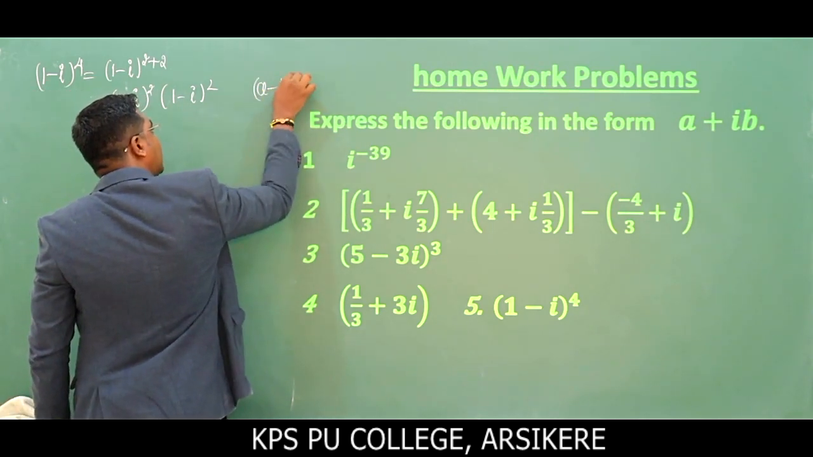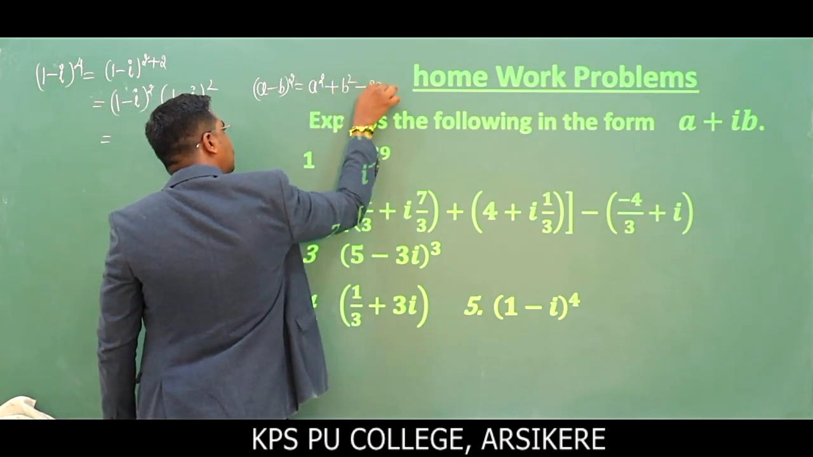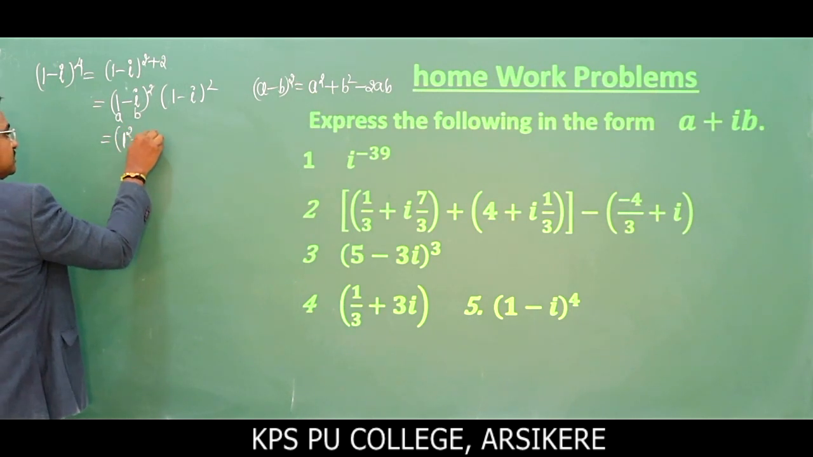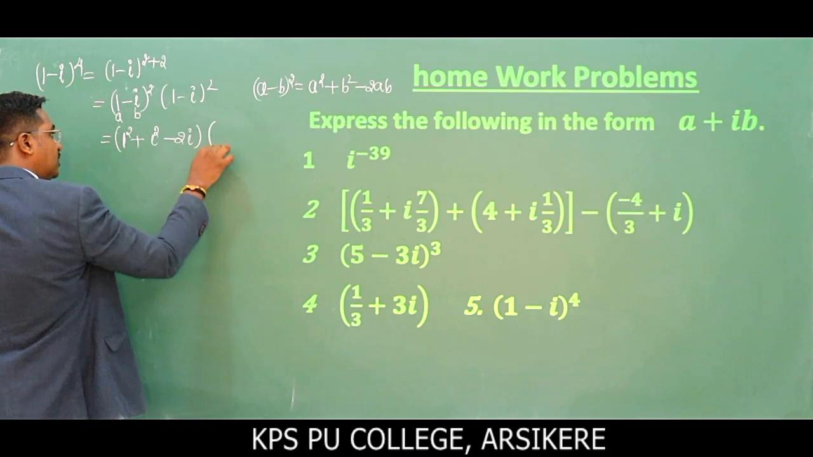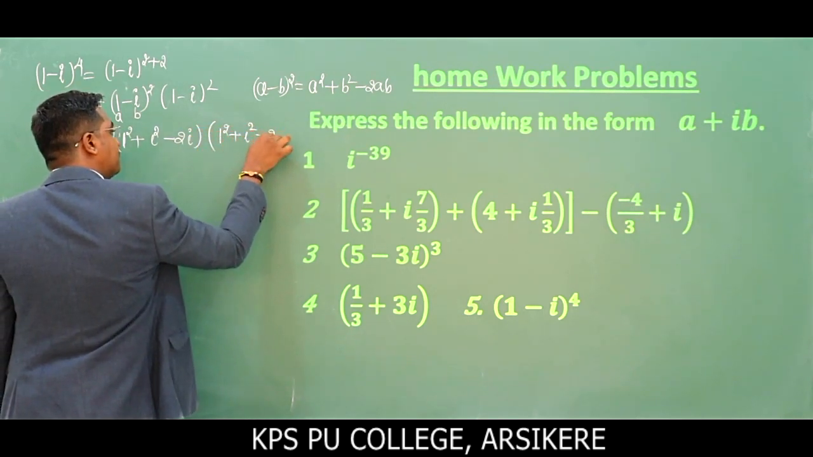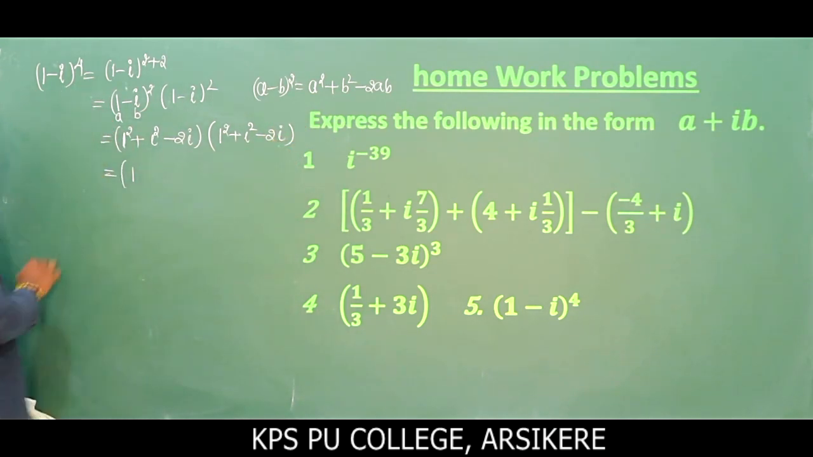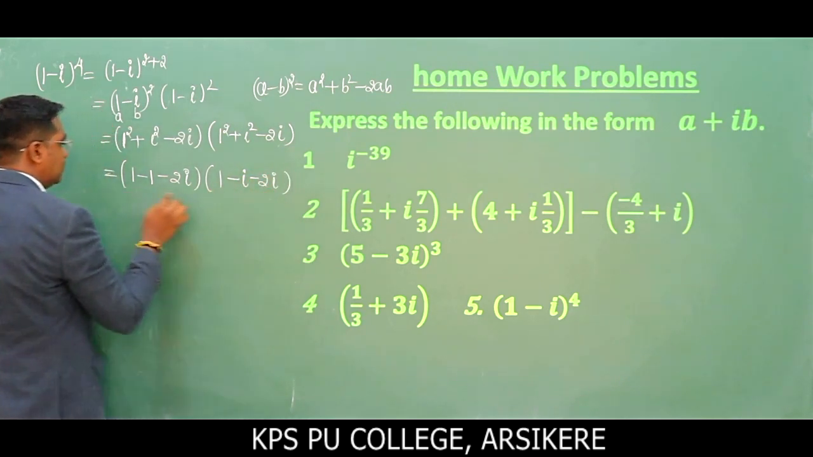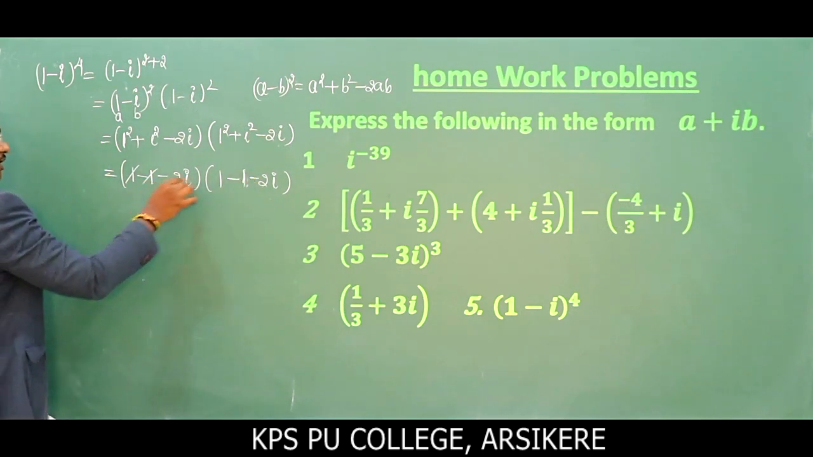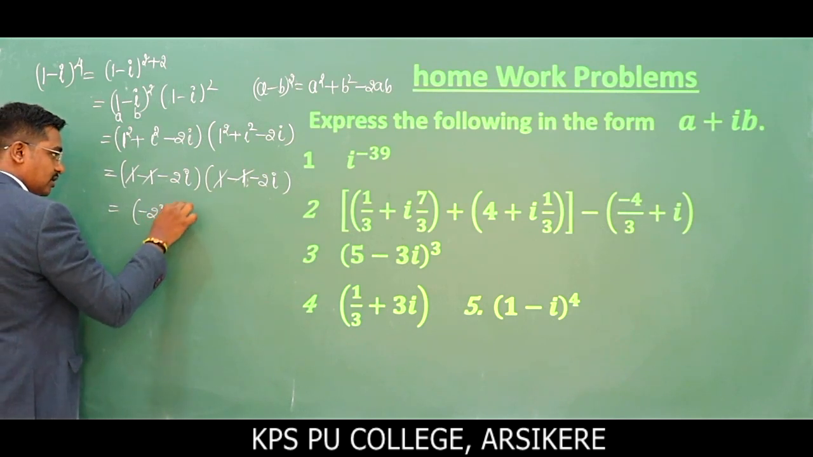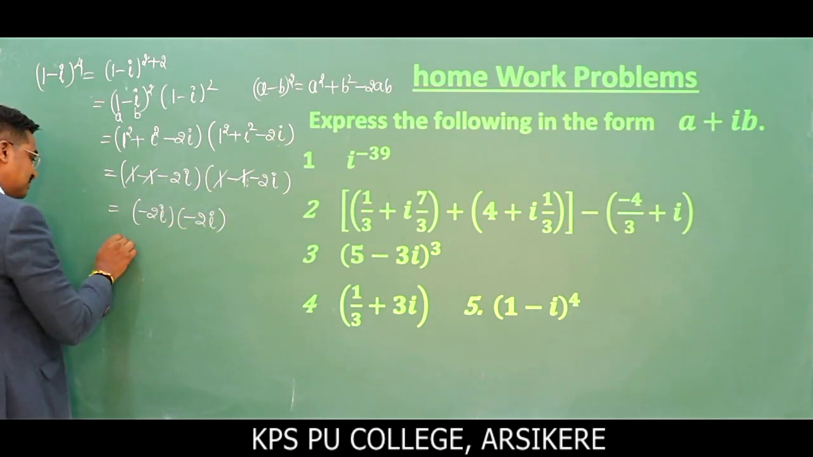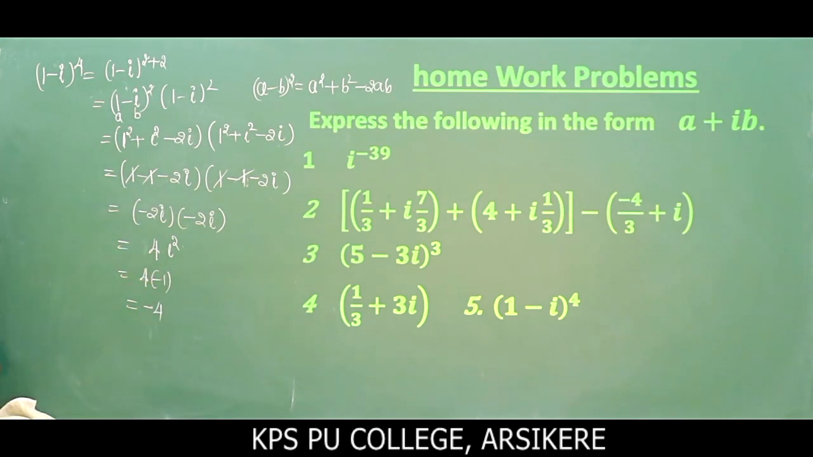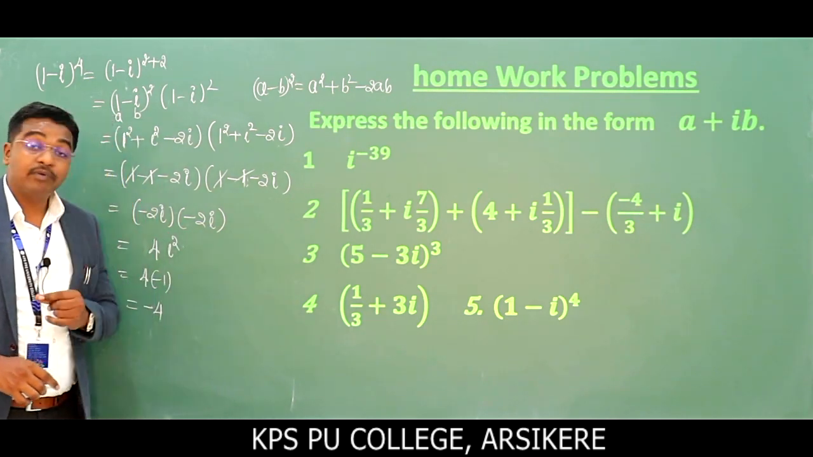Here a is 1, b is i. So 1 square plus i square minus 2i. 1 square is 1, i square is minus 1, so 1 minus 1 gets cancelled, and we are left with minus 2i. Here also minus 2i. Minus into minus becomes plus; 2 twos are 4, and i into i is i square, which is minus 1. So 4 times minus 1, the total value is minus 4. So 1 minus i power 4 is equal to minus 4, which can be written as minus 4 plus 0i.